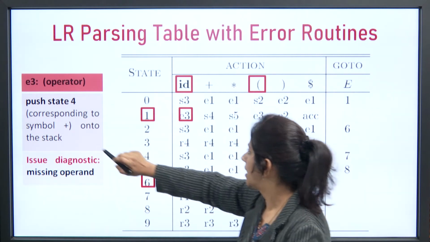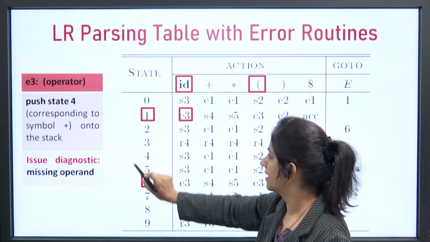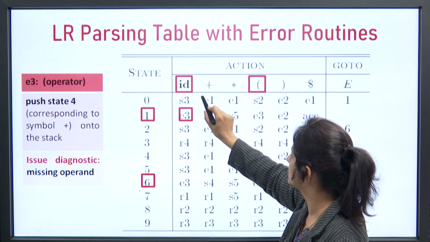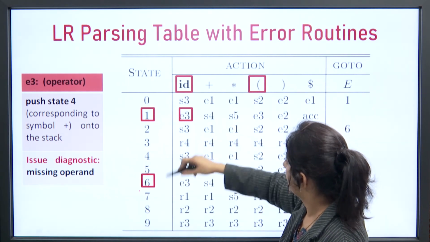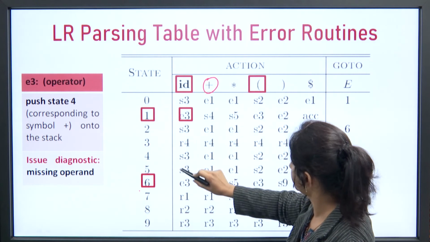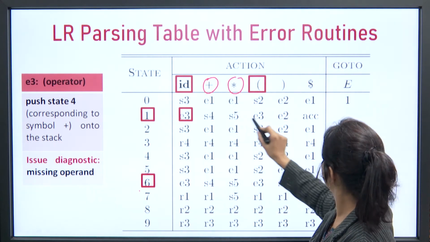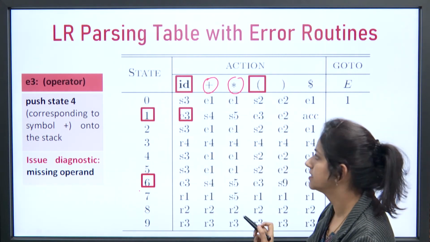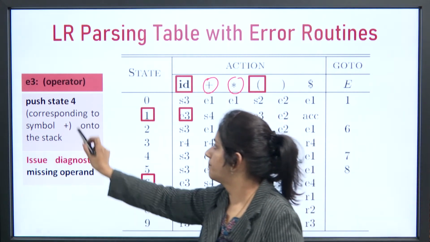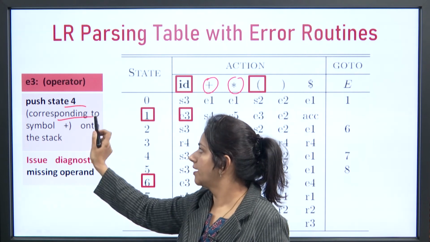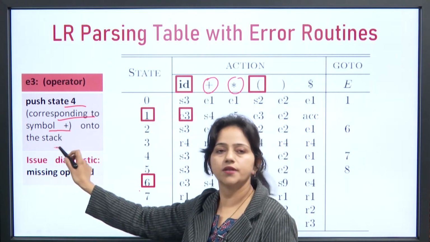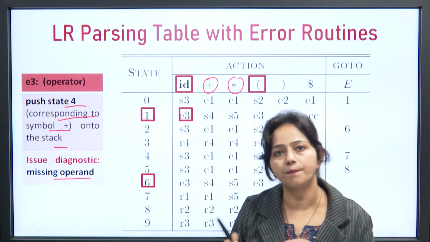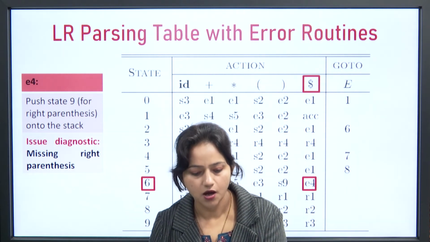Now, E3 is with respect to states 1 and 6. In these states the valid inputs are plus or multiplication. But in place of plus or multiplication, if we get some other operator, then we will push state 4, corresponding to operator plus, onto the stack, and the diagnostic will be missing operand. Here we were looking for the operand.